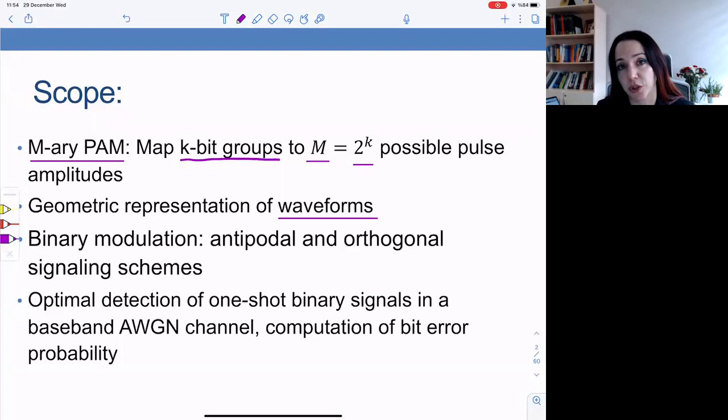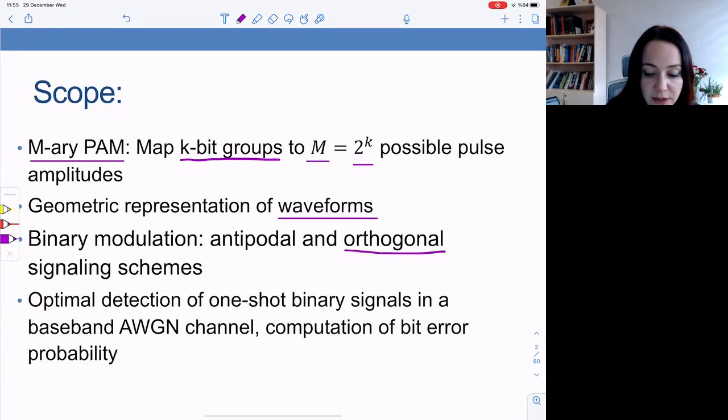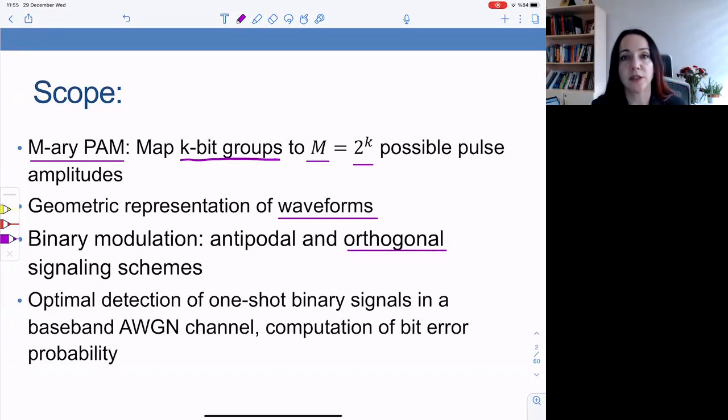Okay. After introducing this machinery, we will then go to the specific case of binary modulation, for which we have essentially two waveforms, right? But those two waveforms can be aligned with each other, like the pulse amplitude case, or can be orthogonal to each other. We will see how these two cases are different. The orthogonal case is clearly where the two waveforms are orthogonal. The antipodal case is where they are aligned. But essentially, we're using two extremes.